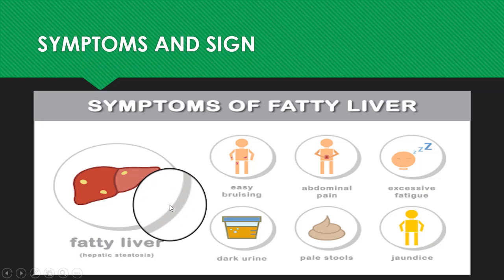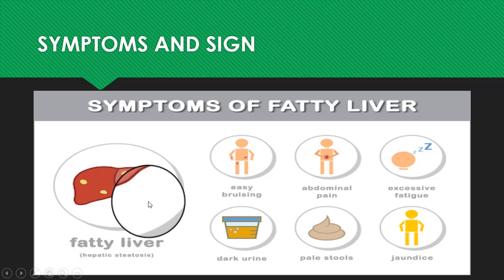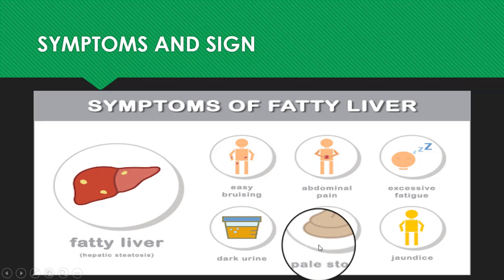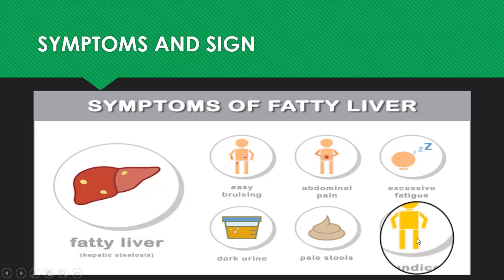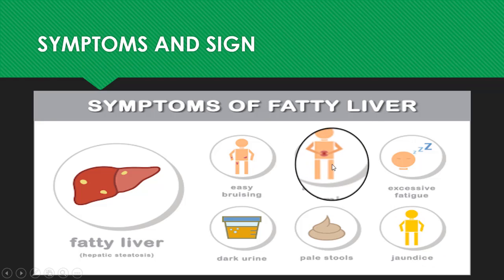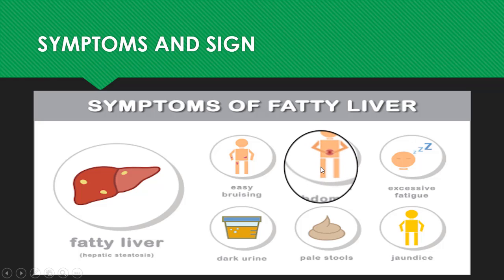Now, if cirrhosis occurs, it may cause symptoms such as loss of appetite, weight loss, weakness, fatigue, nosebleed, itching of the skin, yellowish skin and eyes, web-like clusters of blood vessels under your skin, abdominal pain, abdominal swelling, swelling of your legs, breast enlargement in men, and lastly, confusion of the mind. So these are the various signs and symptoms of fatty liver disease.